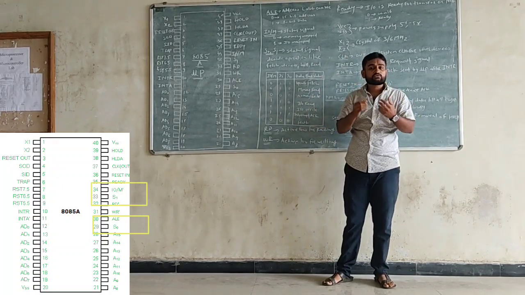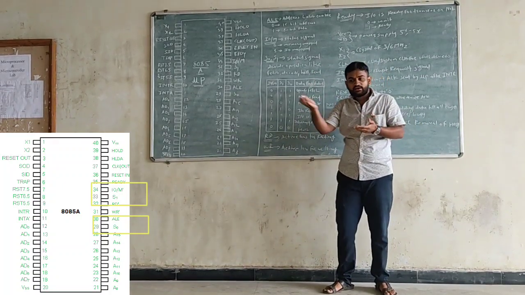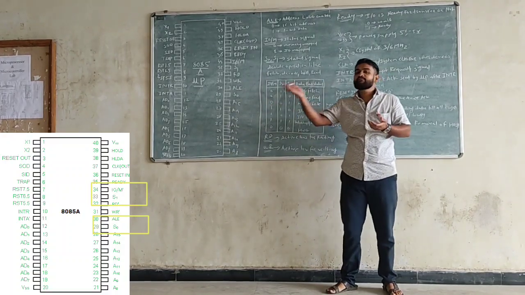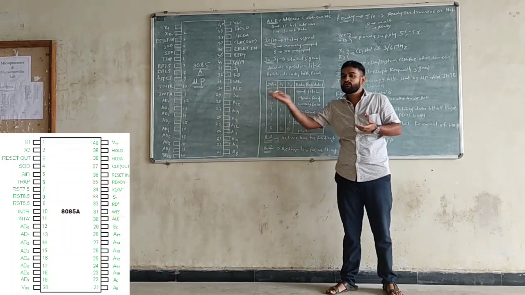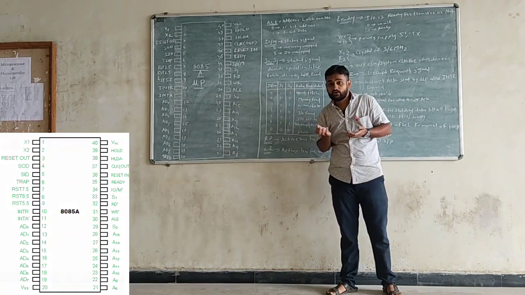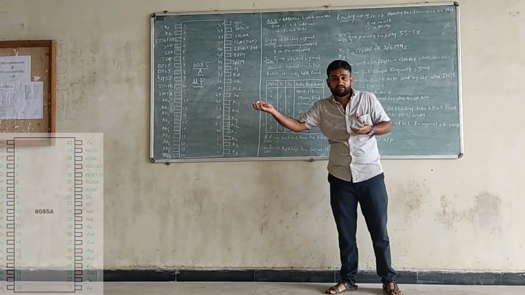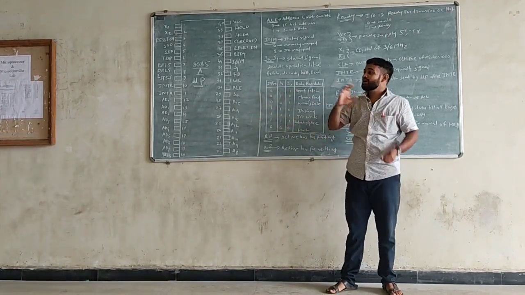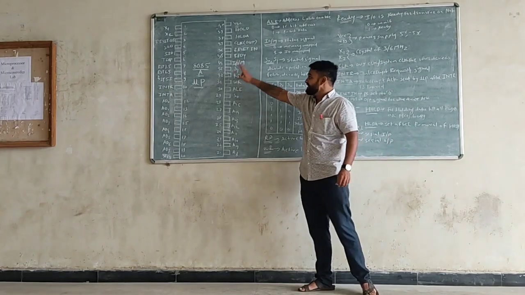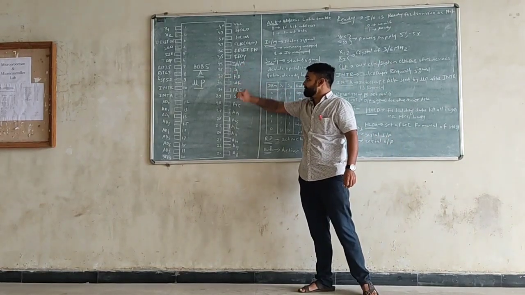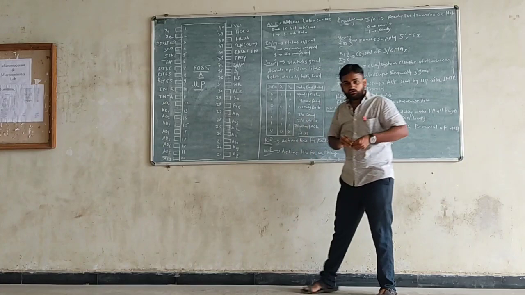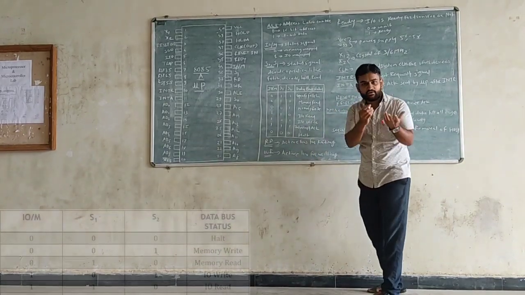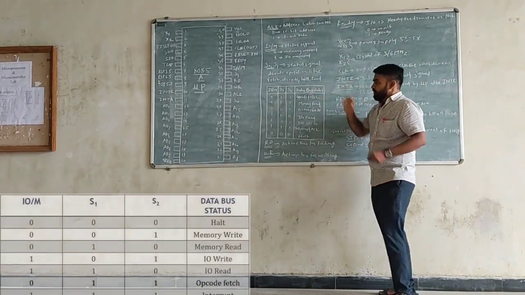But how do we decide when we have to get data from an IO peripheral, and when we are going to fetch, decode, or execute something from memory or from IO? That is ultimately decided by three pins: IO/M, S1 and S0. So put a little concentration on this table.